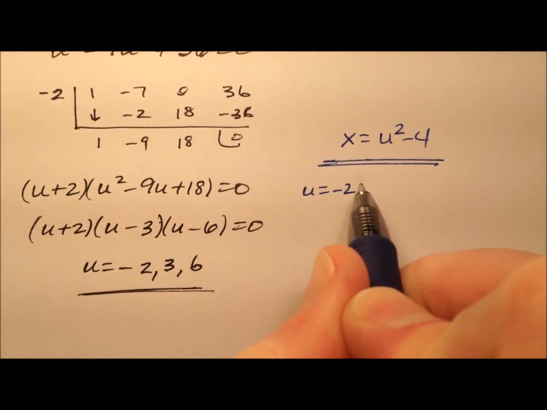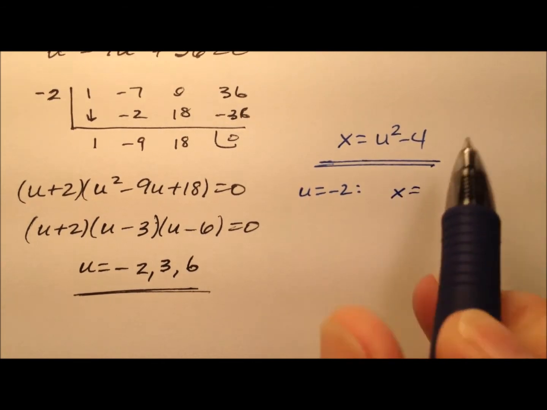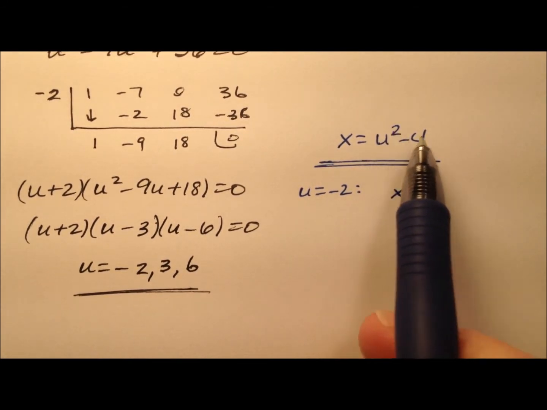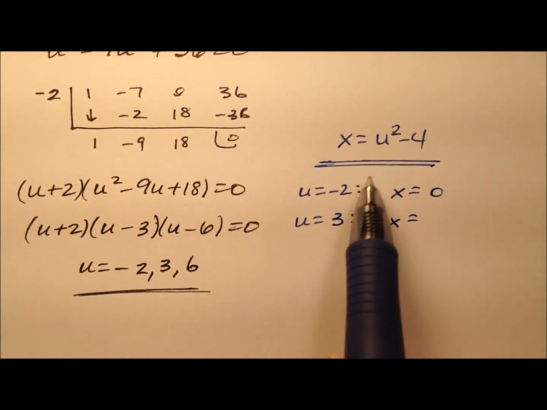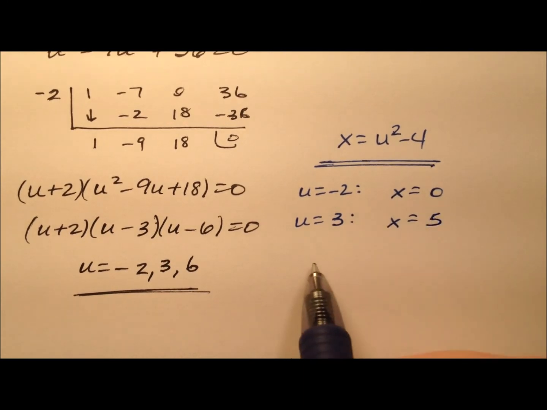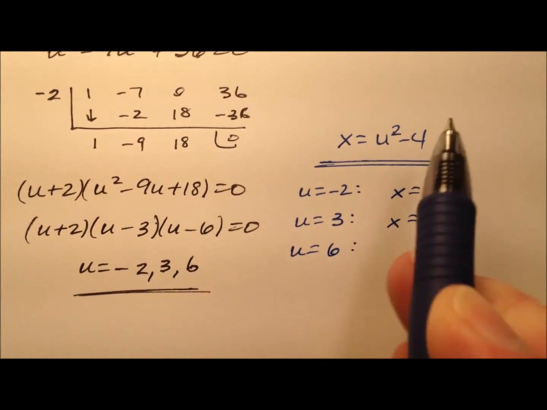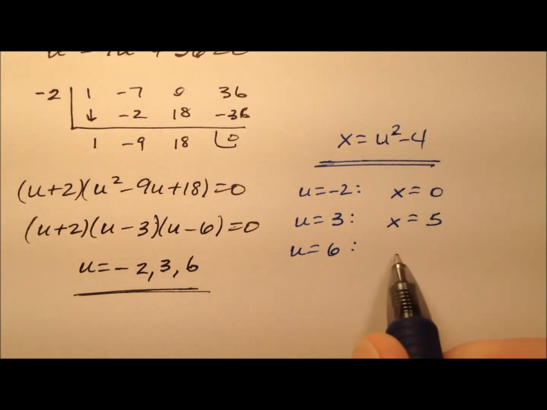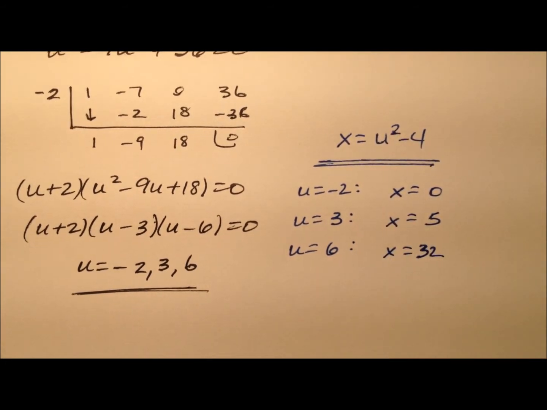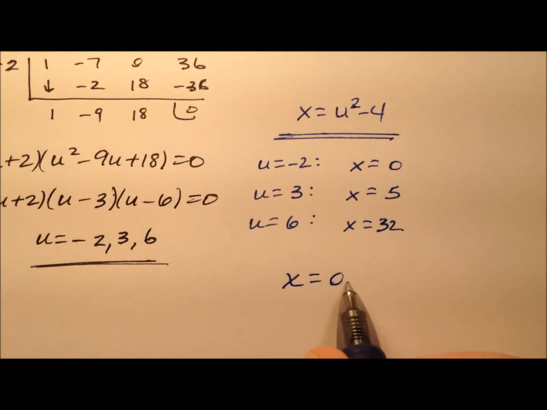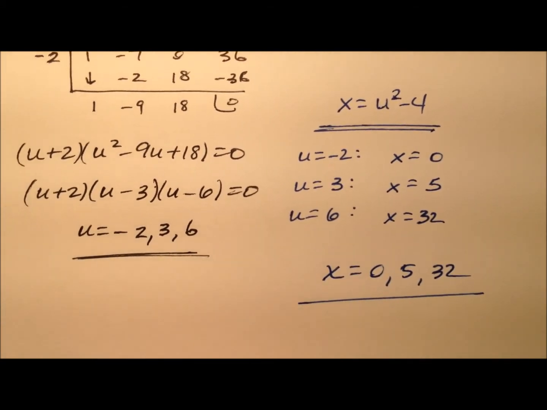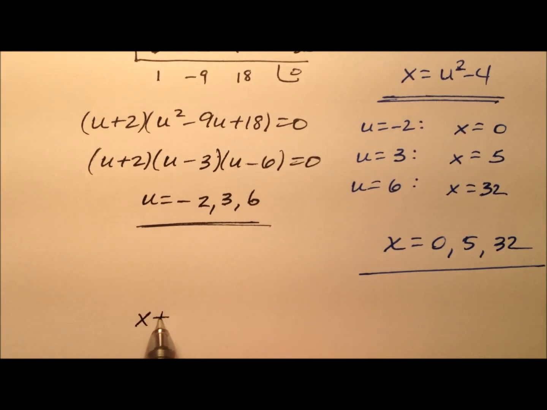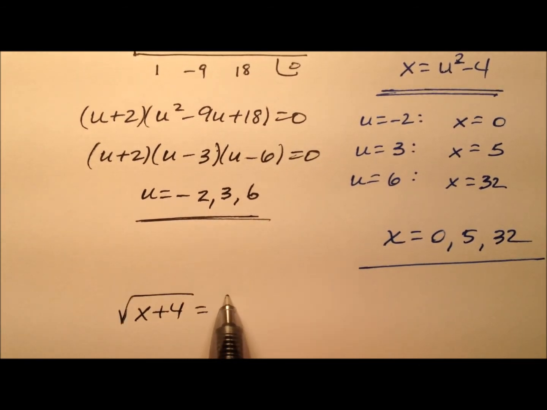So u equals negative 2. So that will mean that x equals, well, negative 2 squared is 4. 4 minus 4 is 0. So u equals 3. So x will equal 3 squared is 9 minus 4 is 5. And finally, u equals 6. And 6 squared is 36 minus 4 is 32. So it seems like we have 3 possible values for x: 0, 5, and 32. So let's go ahead and plug them back into our original equation. And I'll just go ahead and rewrite this original equation.